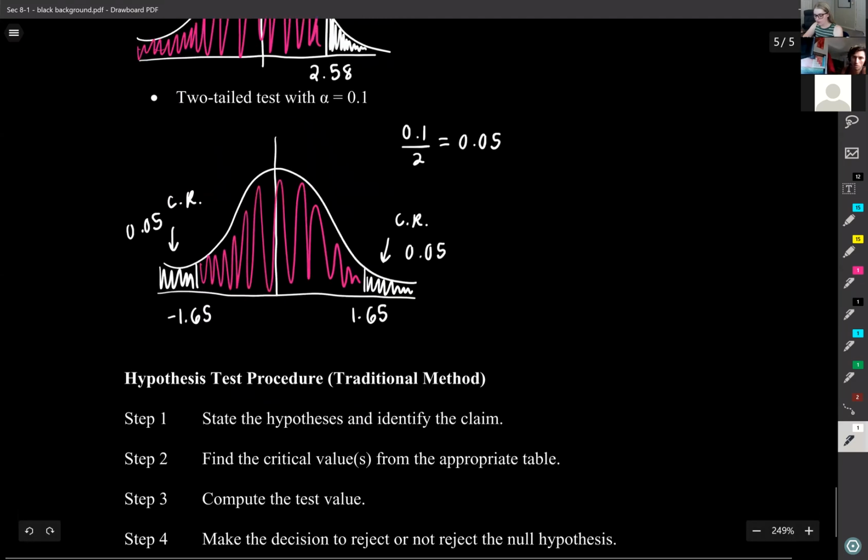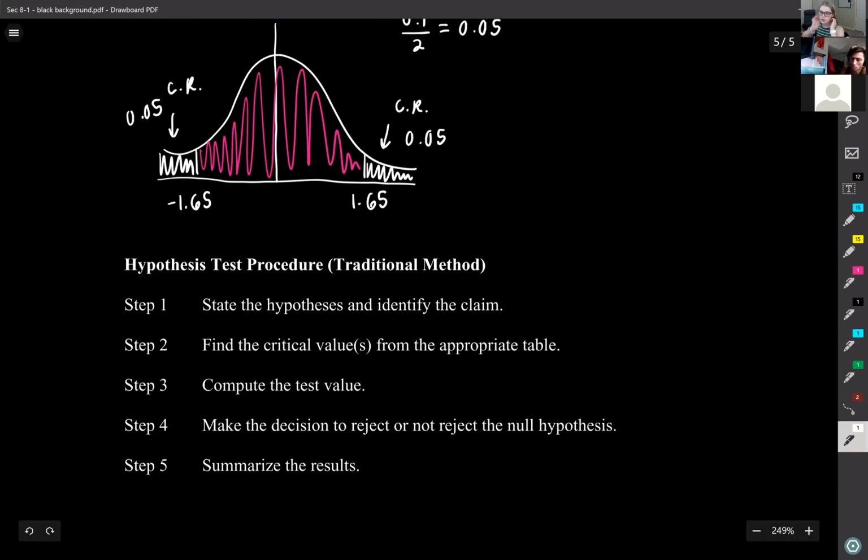Okay, so let's just look at this little procedure here for actually doing your hypothesis test with the traditional method, which is what we're going to do actual examples for now. Step one is to state your hypotheses and identify your claim. So you're going to state your null and alternative and identify which one is what you're claiming. Remember, your alternative hypothesis is always what your claim is.